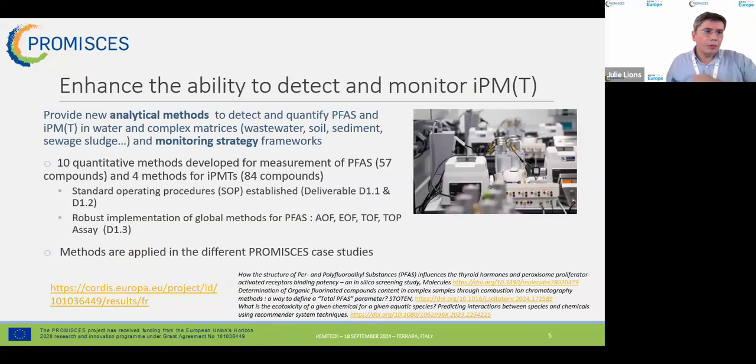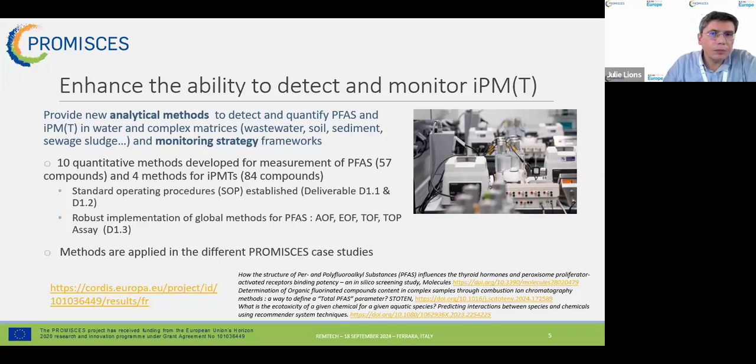Okay, so this presentation will address one of the challenges from the project: how to enhance the ability to detect and monitor IPMT. In the project, we have developed different analytical methods to detect and quantify the PFAS and some industrial persistent and mobile compounds in water, but also in complex matrices. Complex matrices are for us wastewater, soil, sediments, and also sewage sludge.